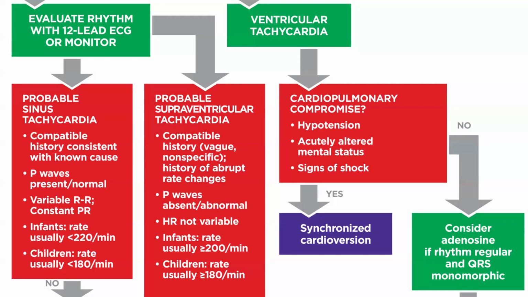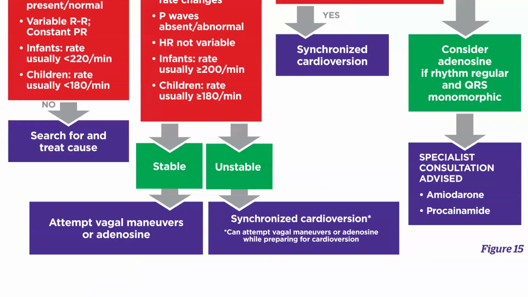If the QRS is prolonged, that means it is ventricular tachycardia or SVT with aberrancy or any of those. Assess for any compromise like hypotension, mental status, and signs of shock. If it is there, go for synchronized cardioversion right away. If there is no compromise, consider adenosine, basically converting the rhythm at that point. Once it is converted, of course, consider amiodarone or procainamide and consult specialists.